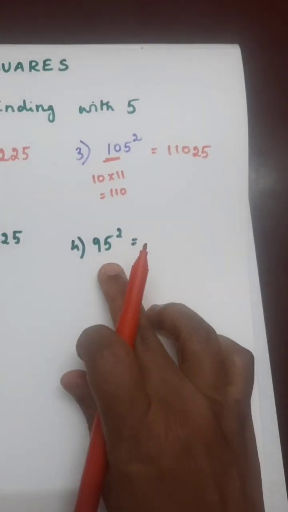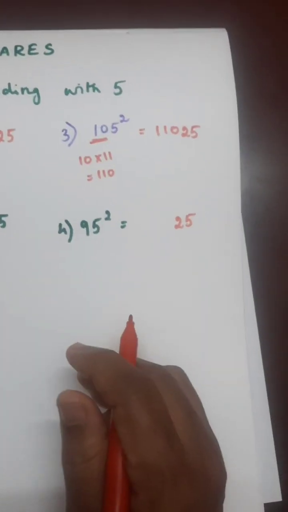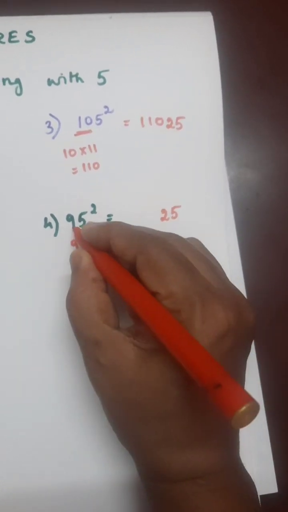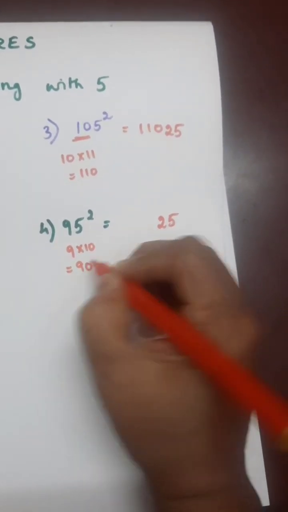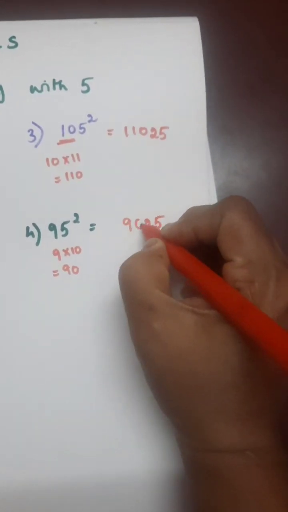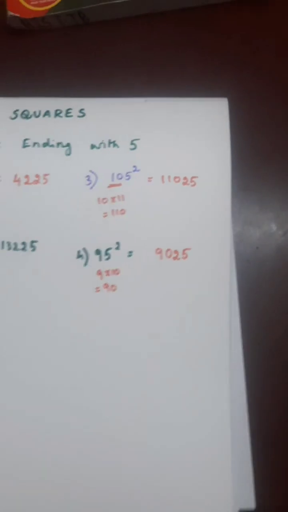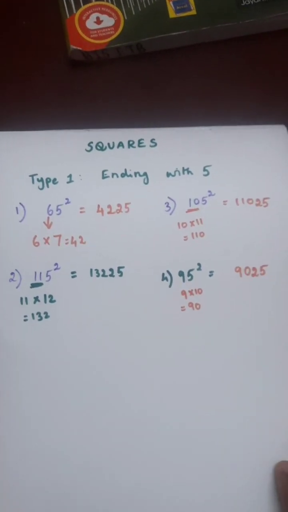Now the fourth example, 95 square. It ends with 5, so the last two digits will be 25. And the first digits will be 9 multiplied by the next number, that is 10. So it is 90. 95 square is 9025. So this is with respect to the first type, numbers ending with 5.